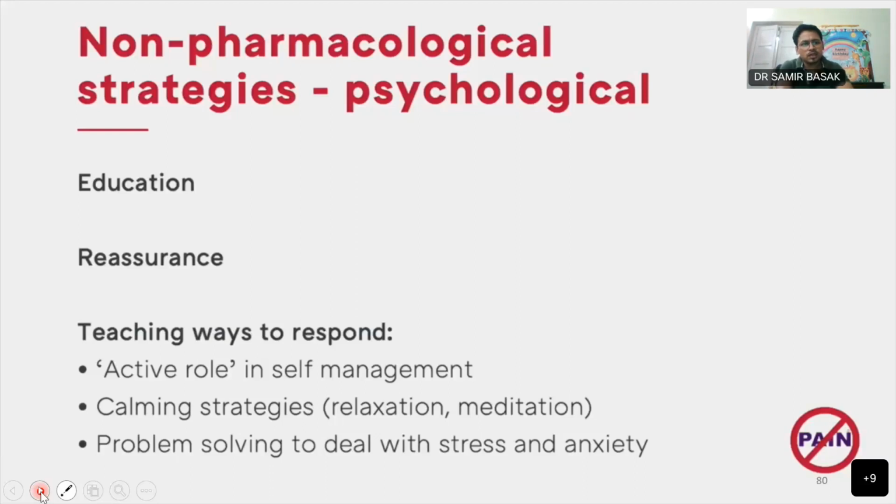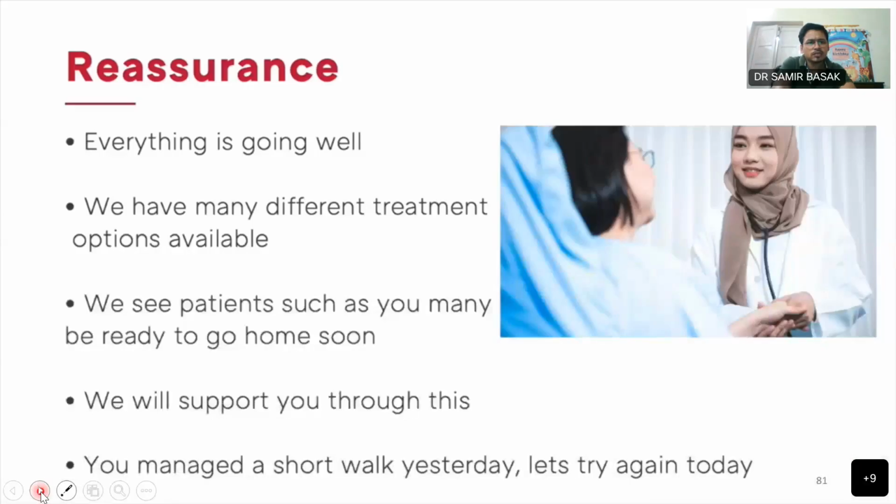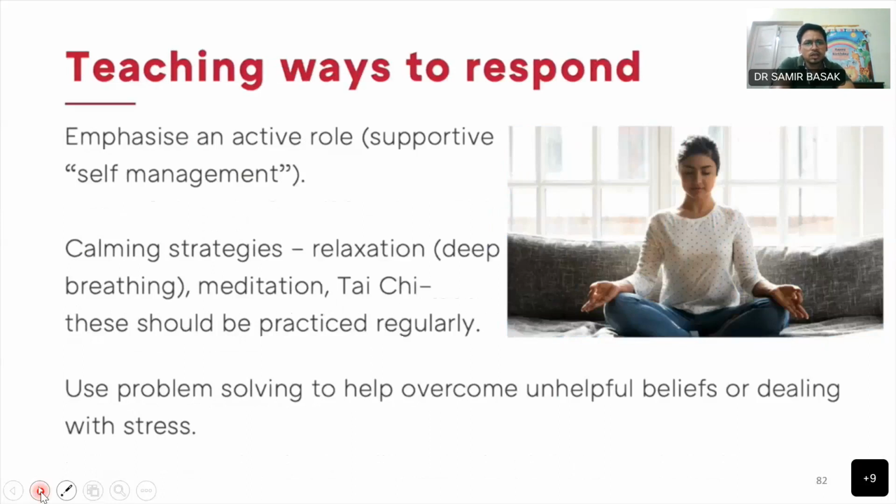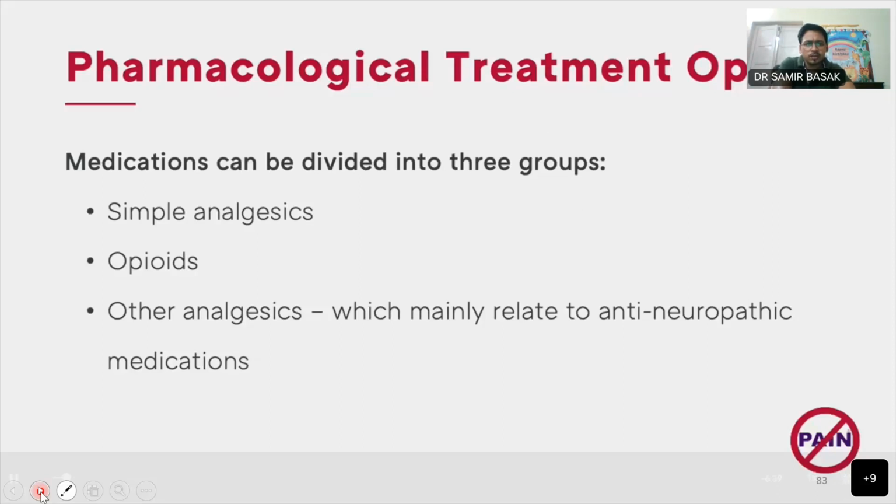So we have to educate, reassure and encourage an active role in teaching them. Patients also have an active role in self-management, relaxation, meditation or problem solving. The patient has an active role in managing the pain. Next come reassurance, like cognitive behavior therapy or some other therapies, and self-management, tai chi, meditation, teaching how to respond to chronic pain. It is mostly helpful. Now comes pharmacological therapy.